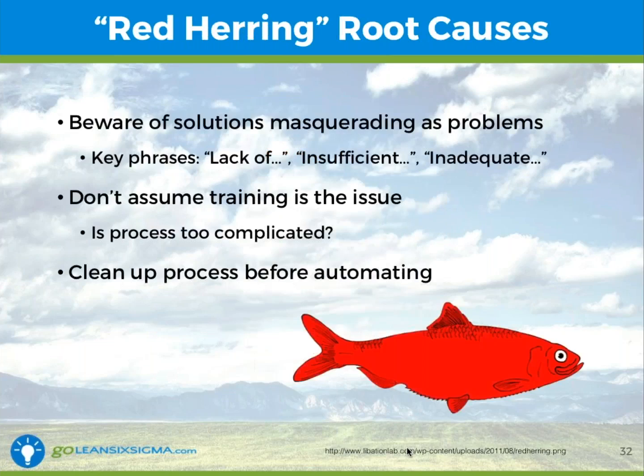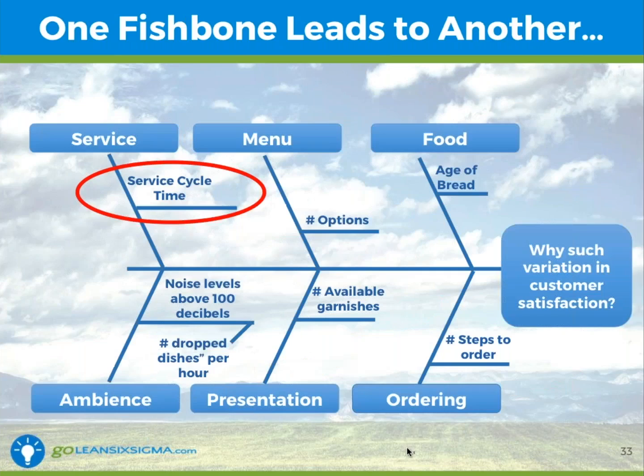Okay. So the solution parking lot was one solution. But in general, look out for these red herrings, we call them. Beware of solutions masquerading as problems. Don't assume training is the issue, and clean up a process before automating it. Okay, let's come on to another topic about fishbones, and that is one fishbone can lead to another.